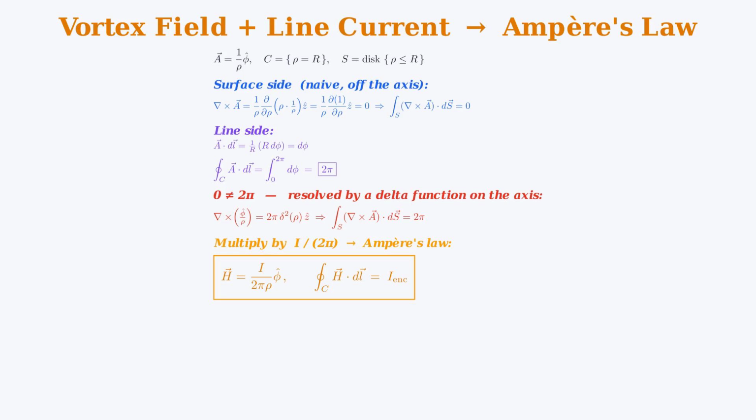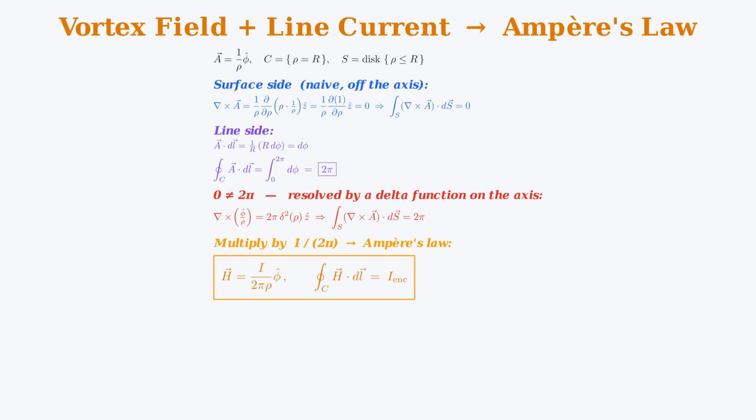Stop and feel the contradiction. Again, the surface side said 0. The line side said 2 pi. And notice something striking. The answer does not even depend on r. Any circle around the axis, big or small, gives exactly 2 pi. All the swirl is concentrated in one place, the axis itself, where the field blows up.